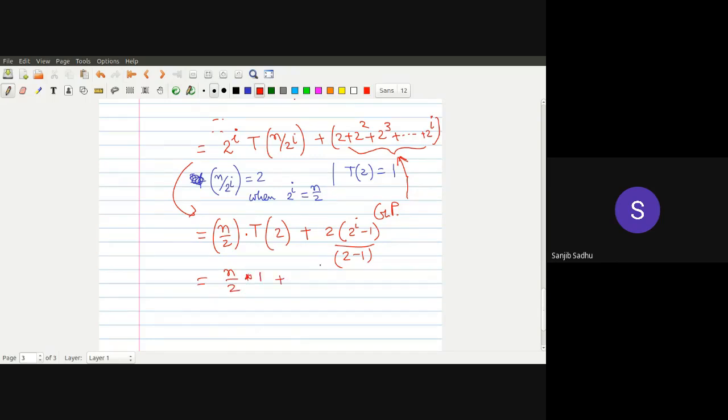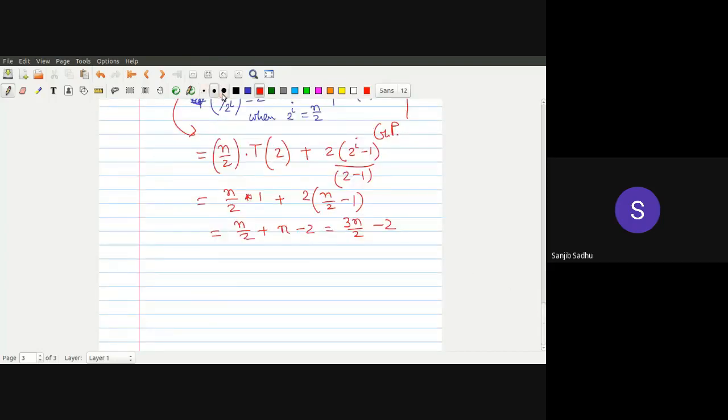And this is what? 2 into 2 to the power i, where i is such that 2 to the power i is n by 2, you know. This with 2 minus 1 is 2. So this will be n by 2 plus n, this portion, minus 2. So that is equal to what? 3n by 2 minus 2. So that means we are finally getting Tn equal to 3n by 2 minus 2.